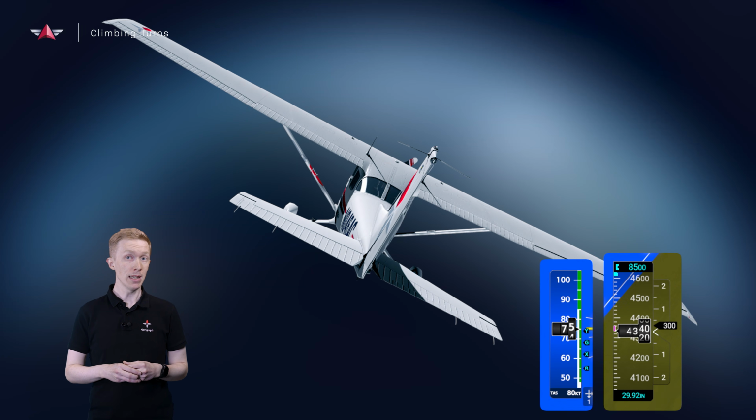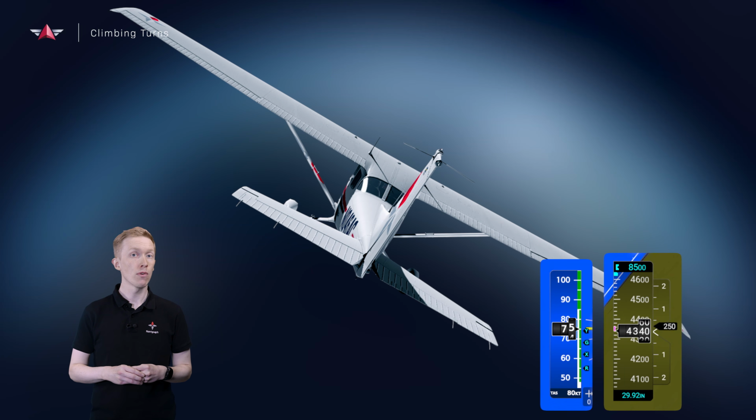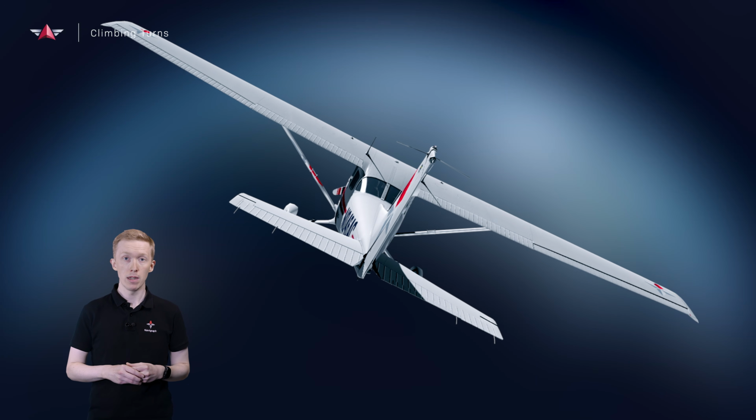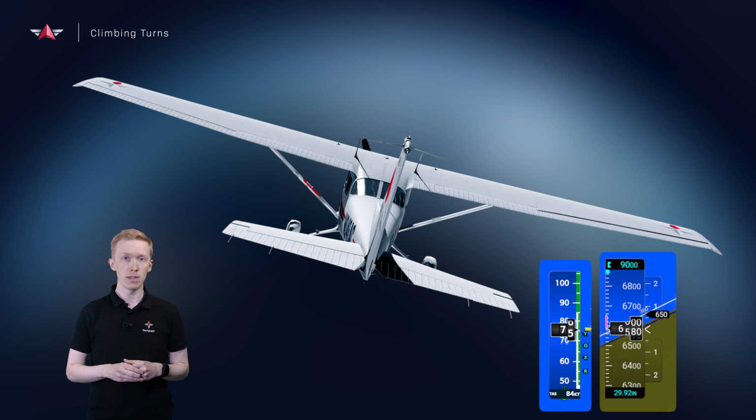If we banked excessively in our climb, we'd suffer a greatly reduced climb rate. And a bank angle of 20 degrees is a good compromise between lost climb rate and turn rate.